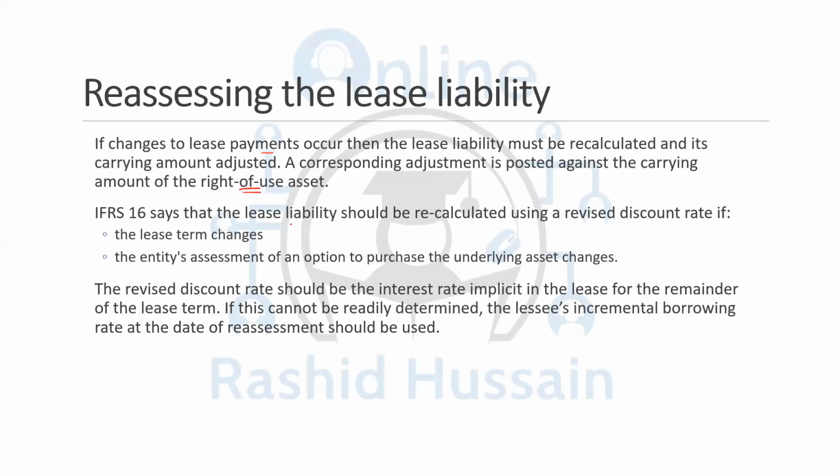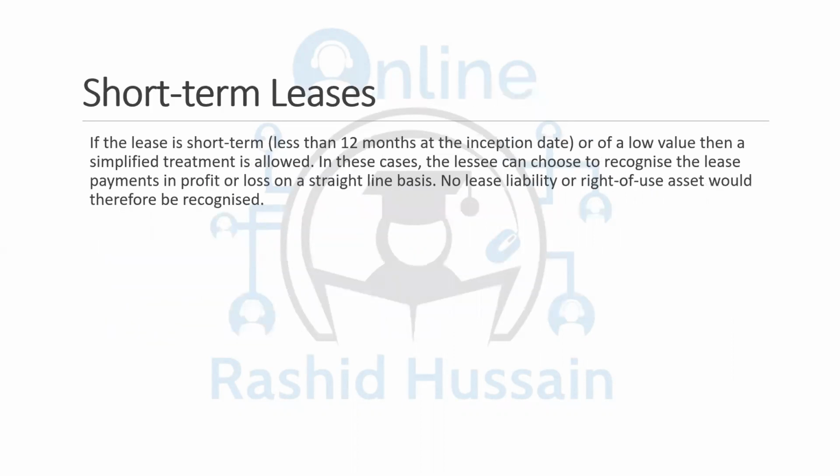IFRS 16 says that the liability should be recalculated using the revised discount rate if the lease term changes and the entity's assessment of an option to purchase the underlying asset changes. For example, initially we recognized that we are not going to purchase the asset, and later on we decided to purchase it. So that means another outflow will be part of the lease payment as well. If that is the case, then you are going to revise your lease liability.